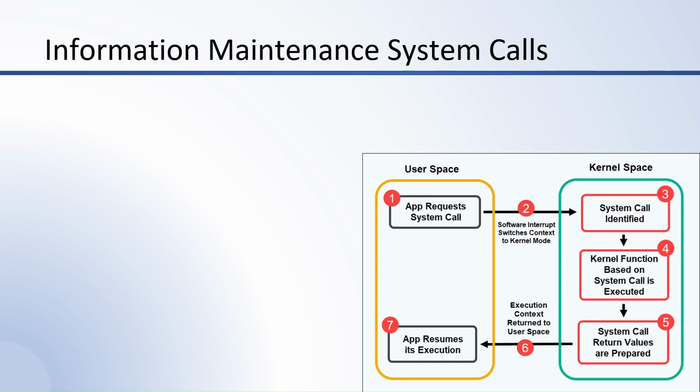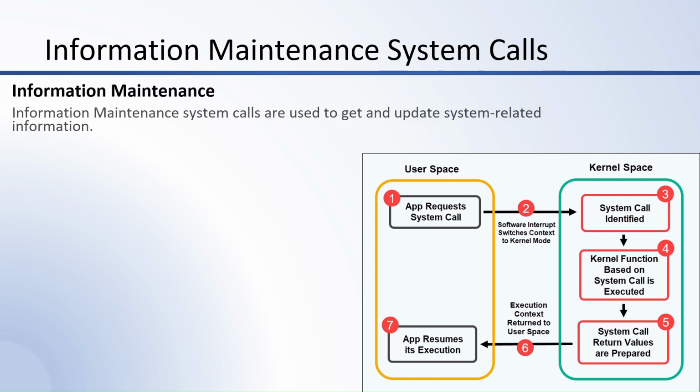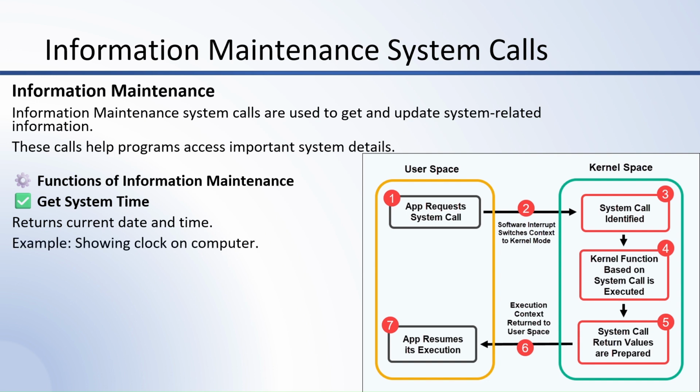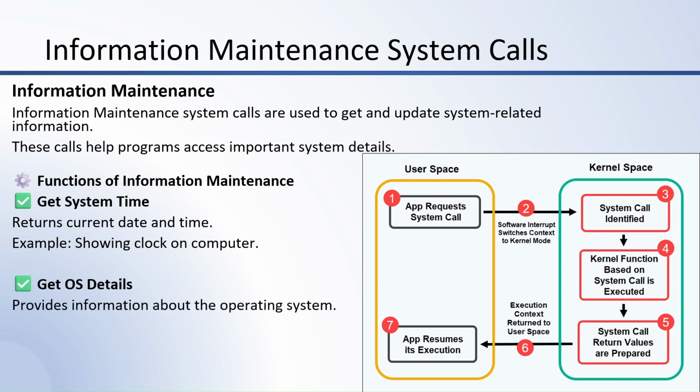Information maintenance system calls. Information maintenance system calls are used to get and update system-related information. These calls help programs access important details about the computer system. Now let us understand the functions. Get system time. This returns the current date and time. For example, displaying the clock on computer screen. Get OS details. This provides information about the operating system. For example, checking Windows version.